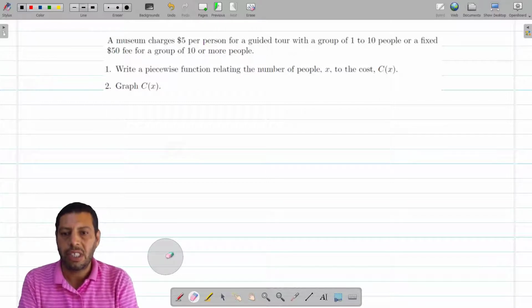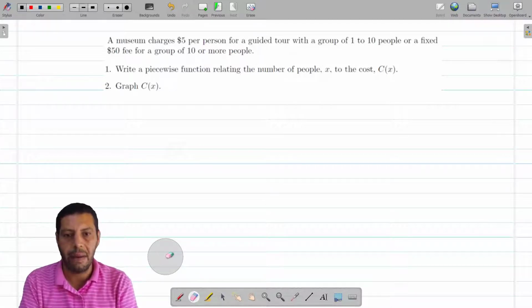A museum charges $5 per person for a guided tour with a group of 1 to 10 people, or a fixed $50 fee for a group of 10 or more people. The first question is, write a piecewise function relating the number of people x to the cost c of x.